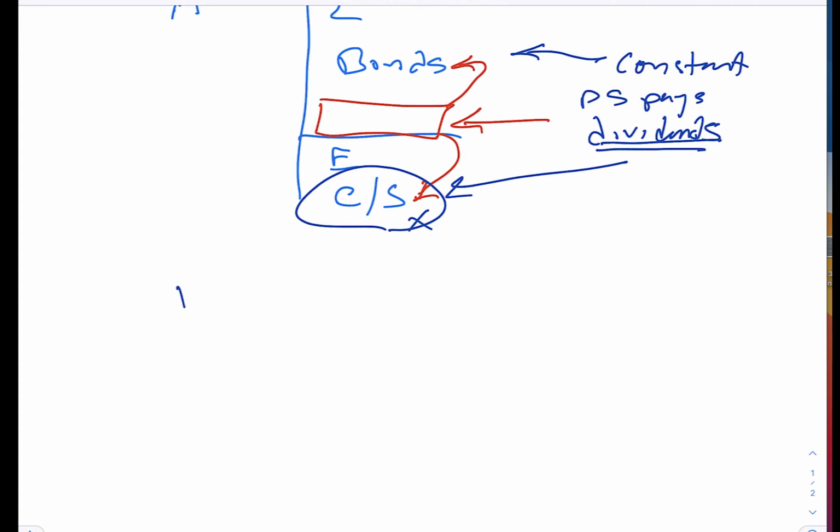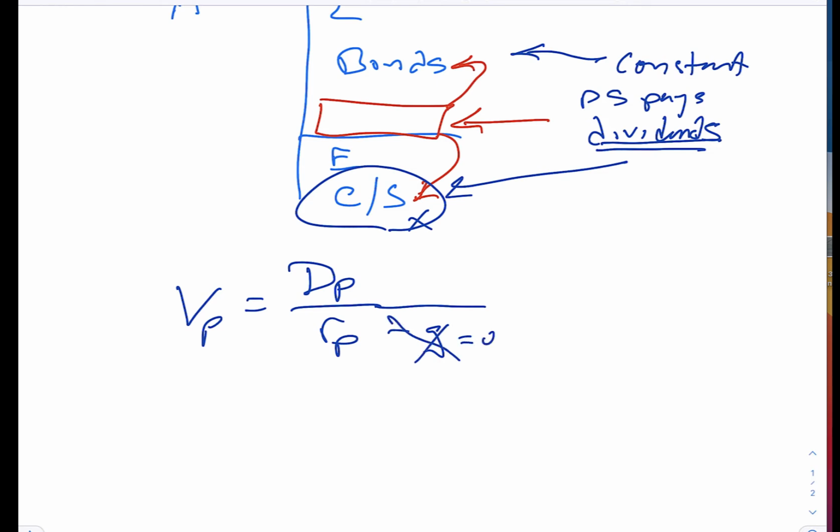Now, the way to value preferred stock is relatively simple. In fact, it's one of the simplest valuation models we have out there. What we do is we take the dividend on preferred stock, DP, and divide it by a discount rate, RP, and we get the value of the preferred stock as VP. It's a perpetuity, meaning it lasts forever. And not only does it last forever, but notice there's no growth rate. When we looked at the dividend discount model, for example, we had a G here. There's no G because G equals 0, so you just leave it out.